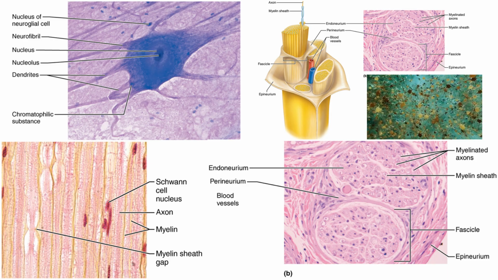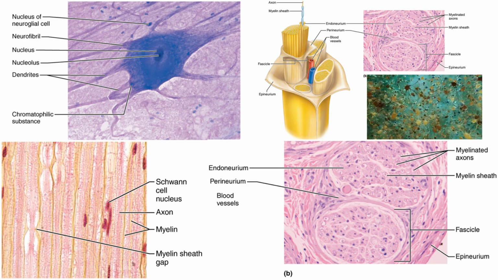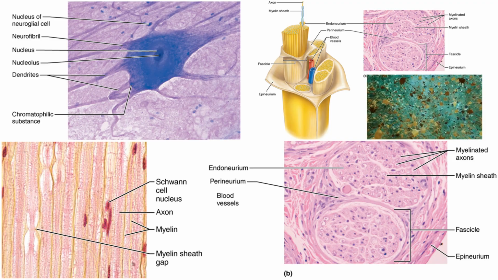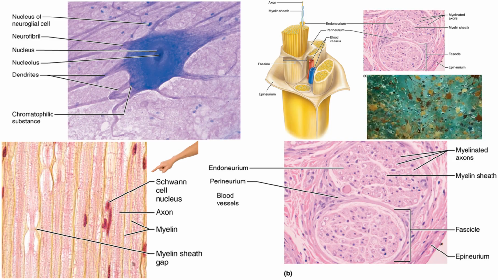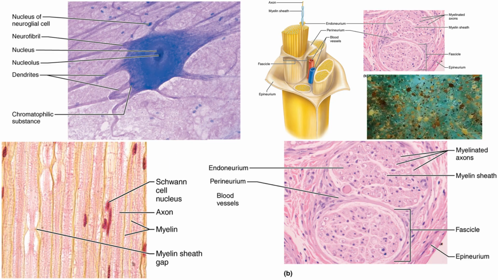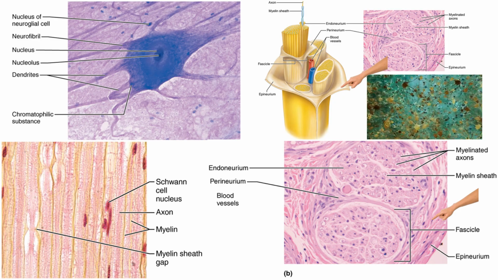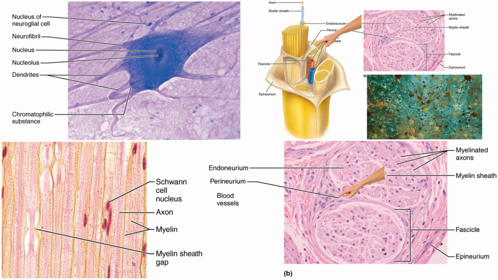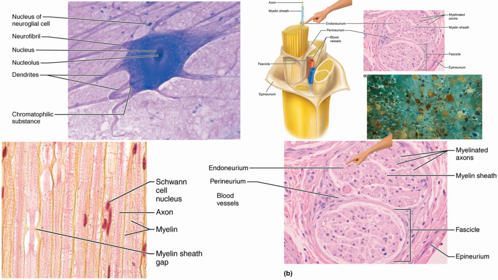Let's dive into histology to microscopically identify neural tissue at various magnifications. First, we have a peripheral nerve in longitudinal section. Notice the 3 connective tissue layers: the outer epineurium, the perineurium, and the internal endoneurium.